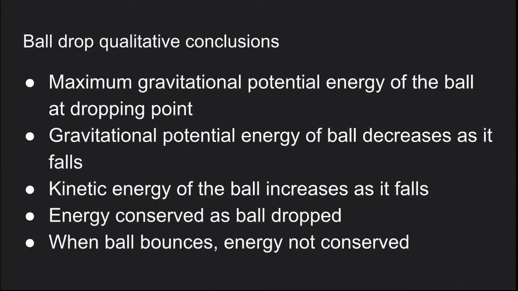Qualitative conclusions: we found that the maximum gravitational potential energy is at the dropping point. This is because the height is the greatest here. Gravitational potential energy decreases as the ball falls because the height is decreasing. The ball's kinetic energy increases as the ball falls because the velocity is increasing. Because of this increase-decrease relationship, the overall energy is conserved.